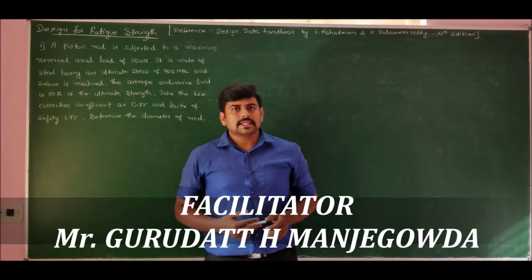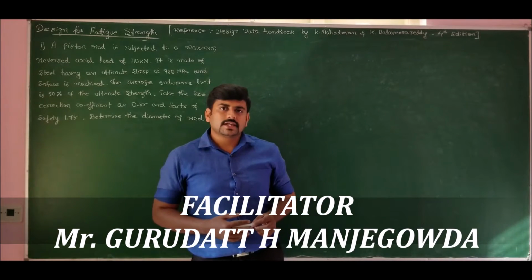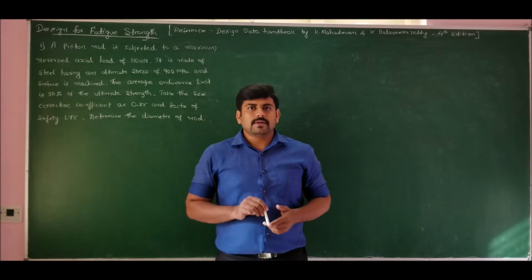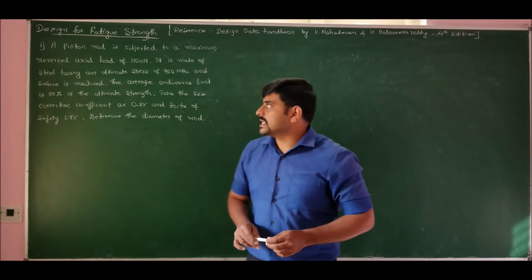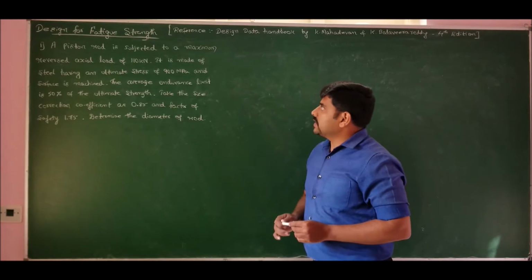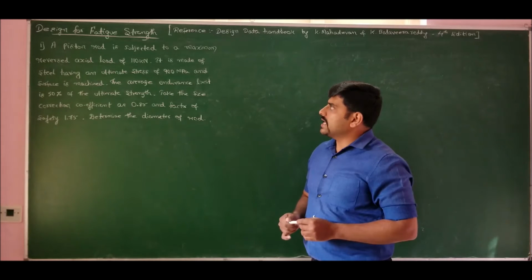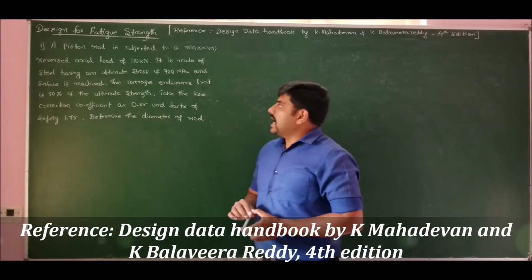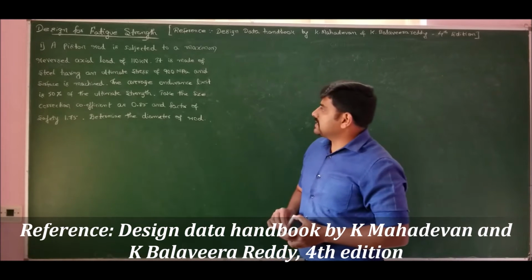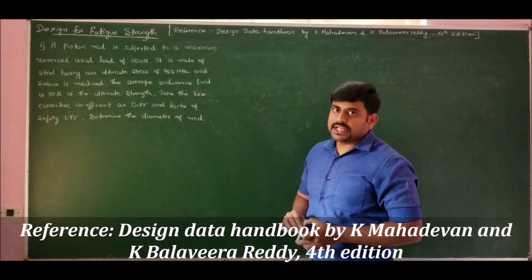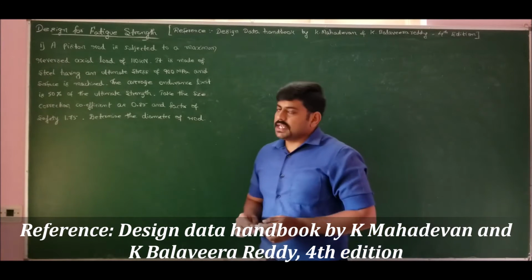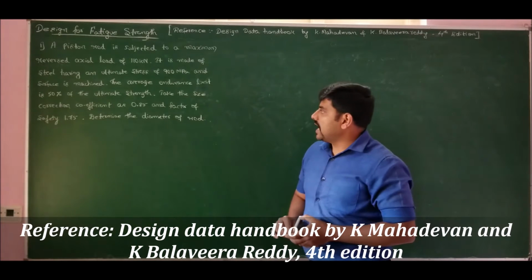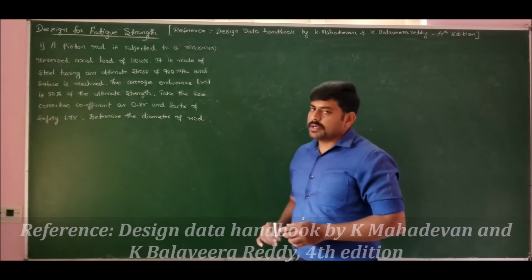Let me take up case number 1 of design for fatigue strength, in which we discuss axially fatigue loaded machine members. Problem number 1 states that a piston rod is subjected to a maximum reverse axial load of 110 kilonewtons. It is made of steel having an ultimate stress of 900 megapascals and the surface is machined. The average endurance limit is 50% of the ultimate strength. Take the size correction coefficient as 0.85 and factor of safety as 1.75. Determine the diameter of the rod.